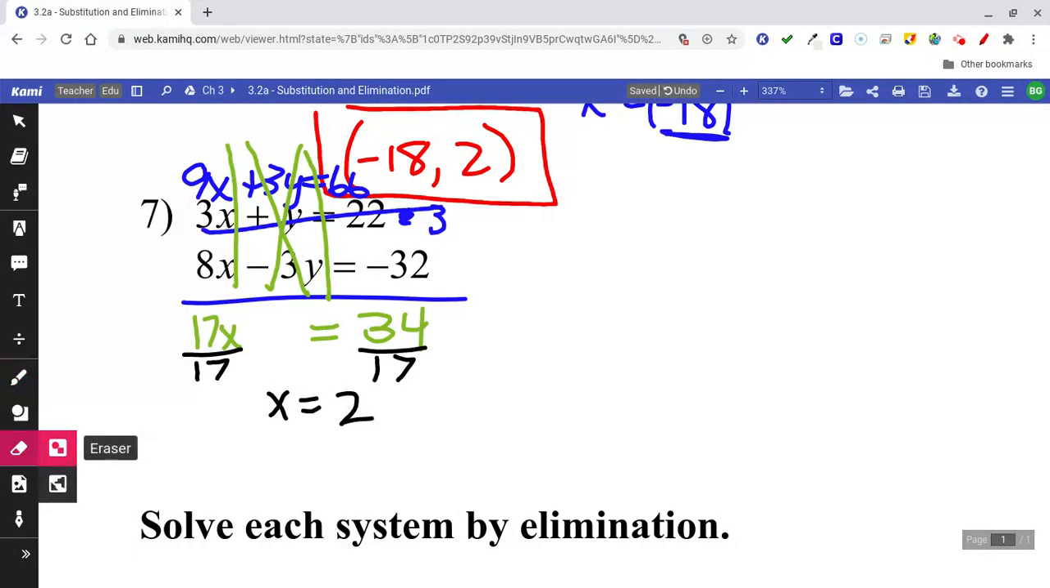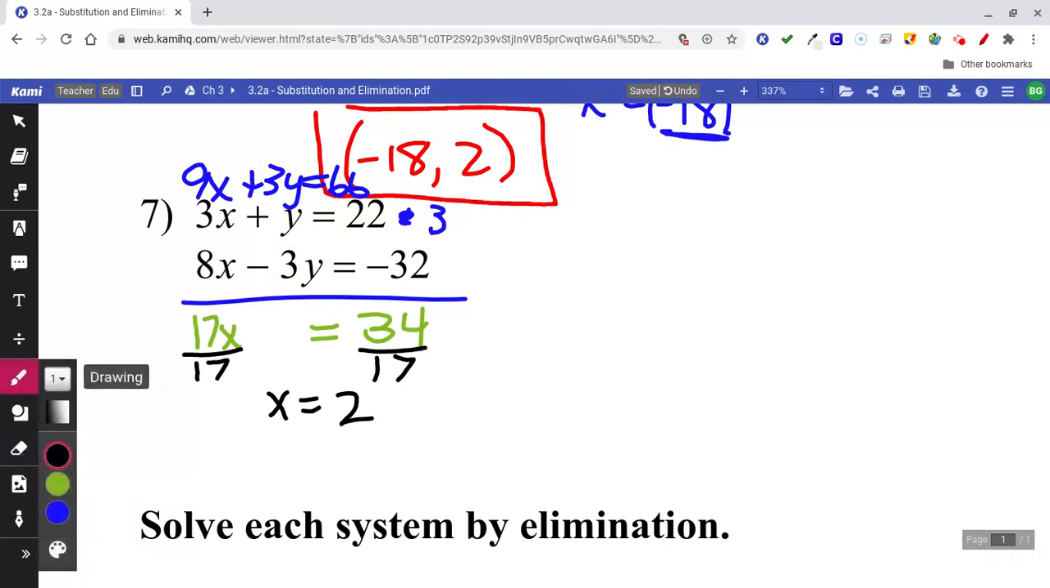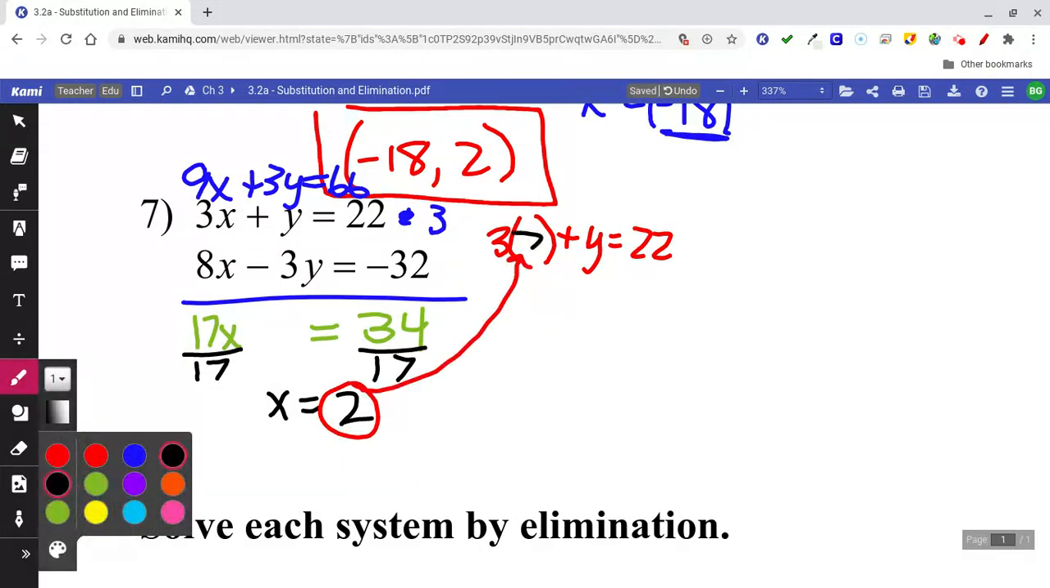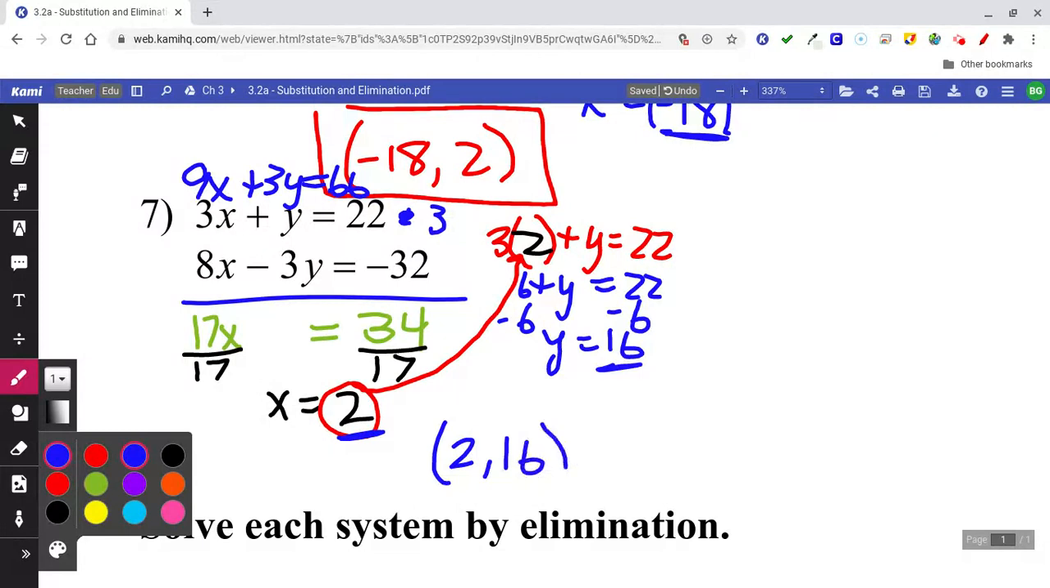And I need to plug that number in, and I could plug it into any one of my equations, but I think this one, the one that I crossed out, is probably going to be the easiest one in this case. So it said 3 times the x number plus y equals 22. But we're plugging that 2 in right there. So 3 times 2 is 6 plus y equals 22. Subtract the 6 over, and y equals 16. So now we've got our x and our y. Answer 2, 16.